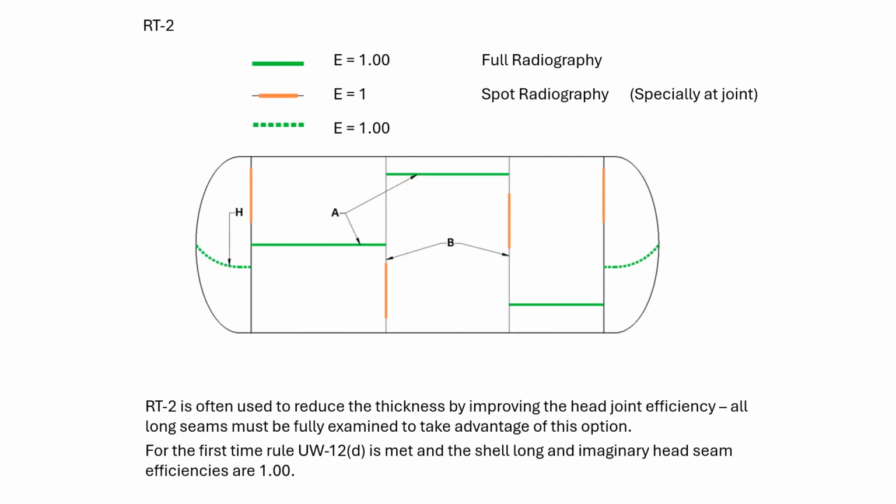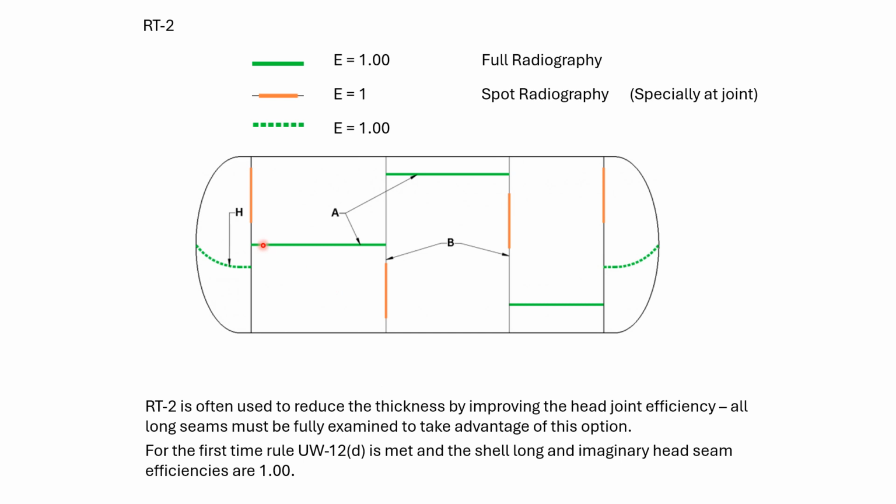So RT2 is a combination of RT3 and RT1. RT3 is spot radiography, I'll come to that, but before going into RT3, we need to say what RT2 is. RT2 is a combination of RT1 and RT3. RT1 is full radiography, correct? And RT3 is spot radiography.